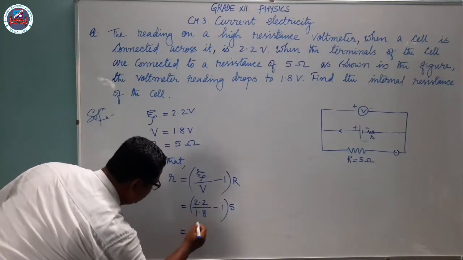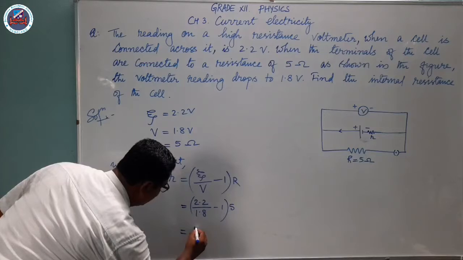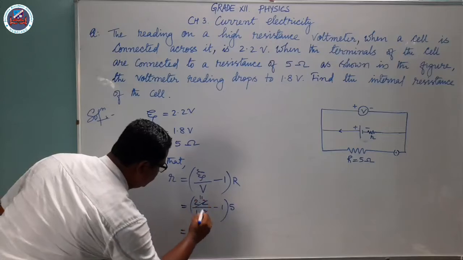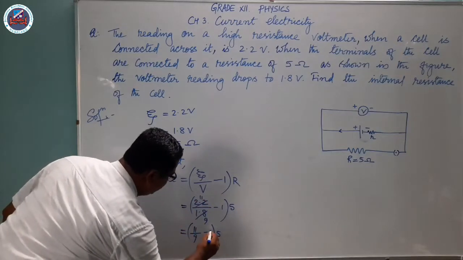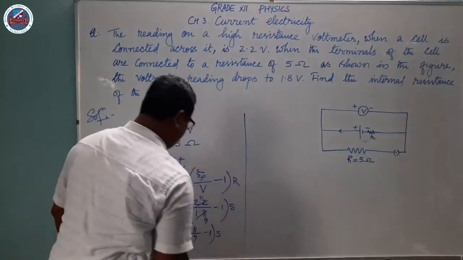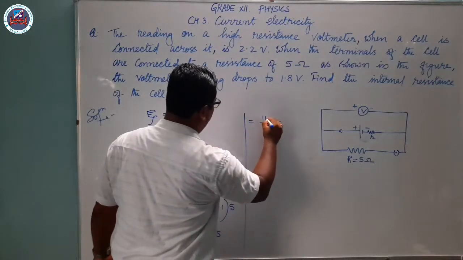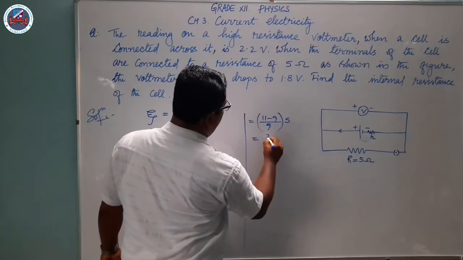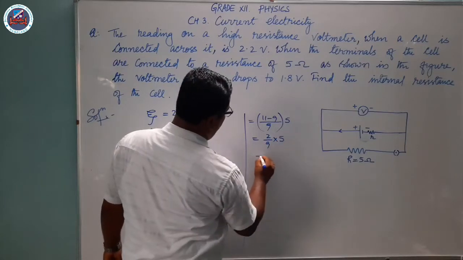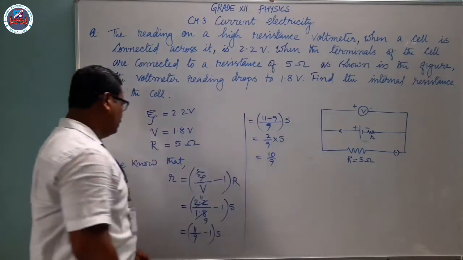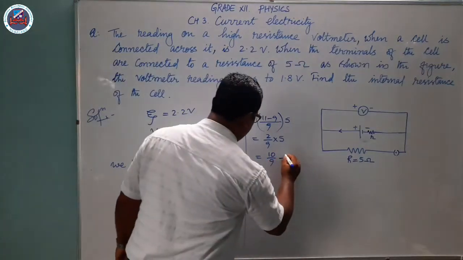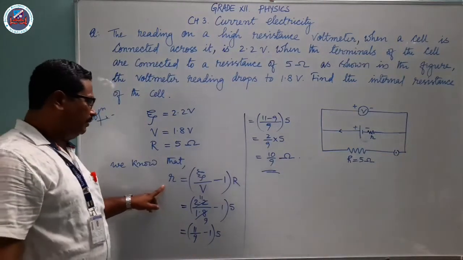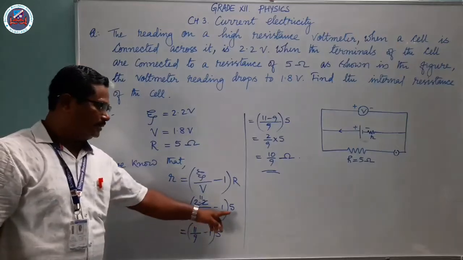So this one, after decimal 1 digit, you can remove it. You can write 22 by 18, that is 11 by 9, minus 1, into 5. If you take the LCM, 11 minus 9 over 9, into 5, that is 2 divided by 9 into 5, this will be 10 divided by 9, and the unit of resistance is ohm. So we'll write here ohm. Like this you can calculate the internal resistance of a cell if you know the external resistance, the EMF, and the terminal potential difference.